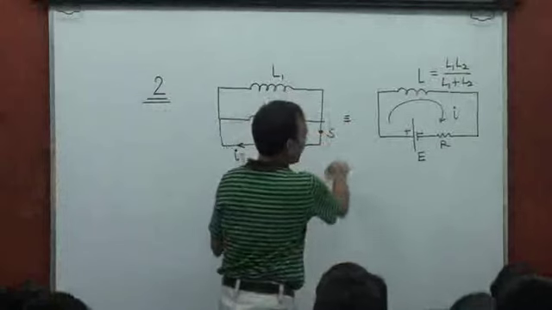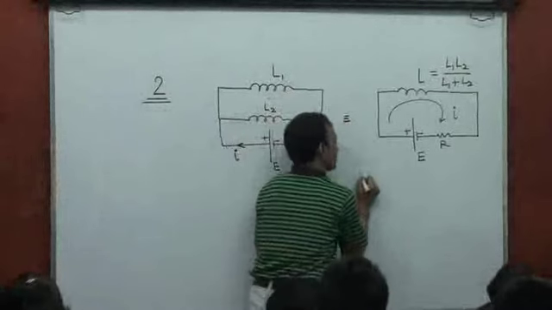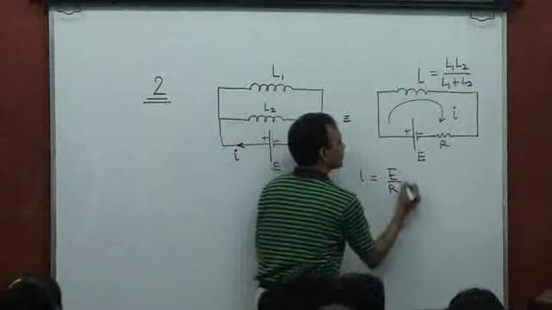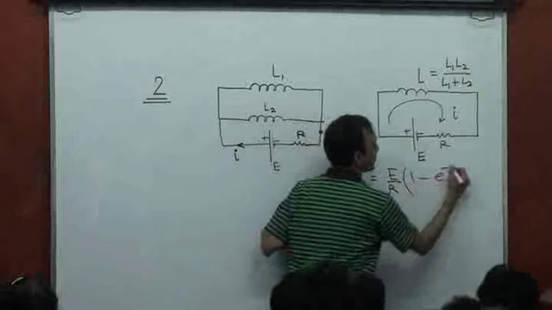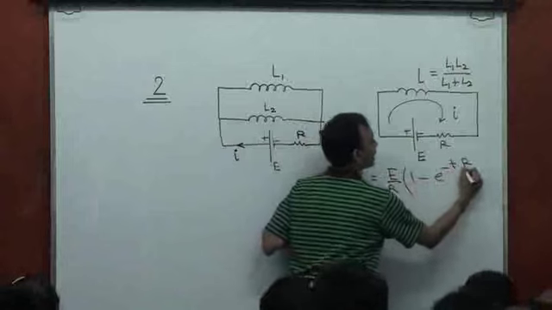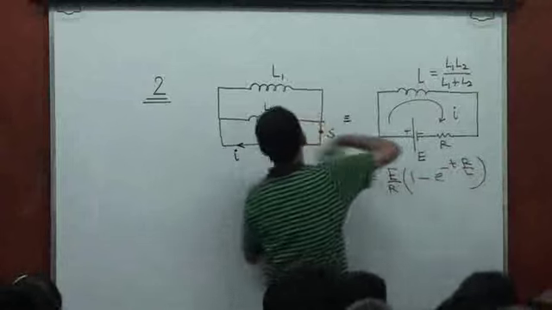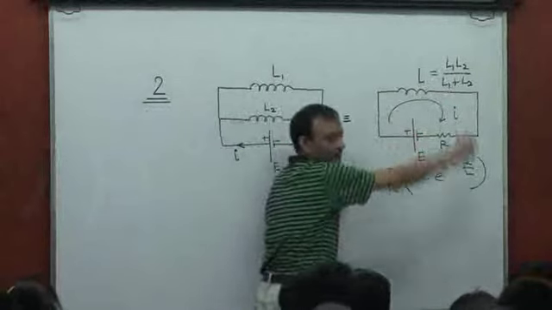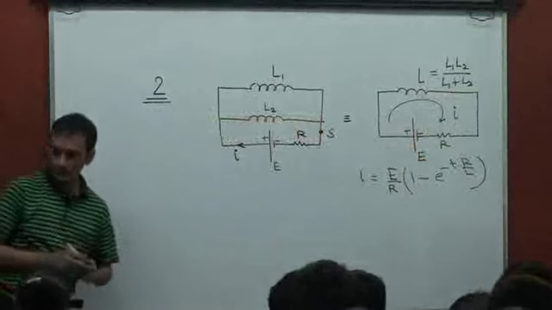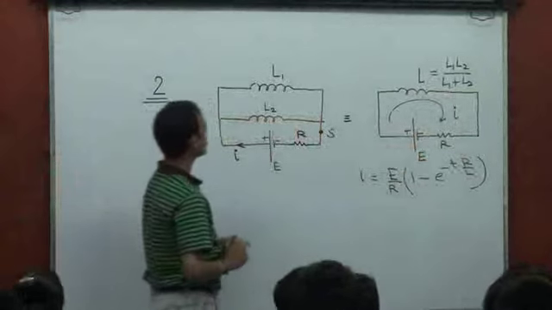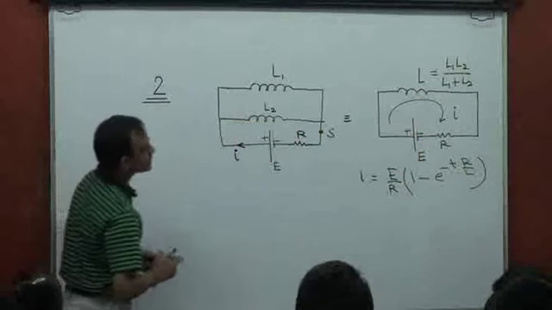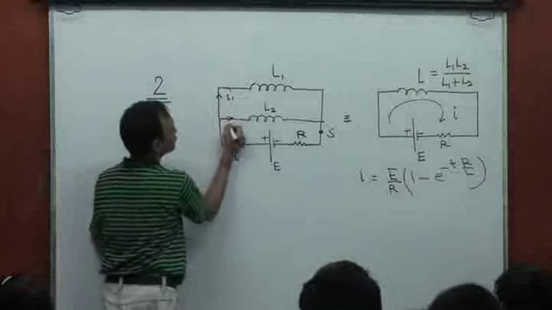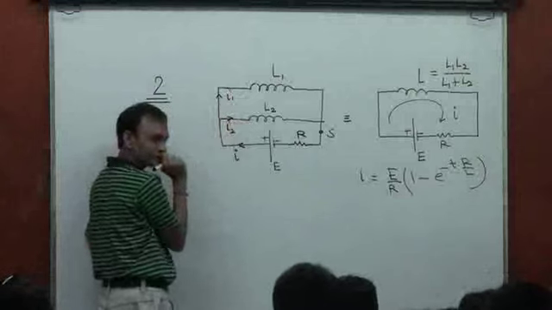The current I as a function of time then would be E by R into 1 minus e to the power minus t into R by L. That's how current passes through a battery as a function of time. This L1 and L2 are replaced by one single L equivalent, right? Now, out of this current, I1 will pass through L1 and I2 will pass through L2, right?